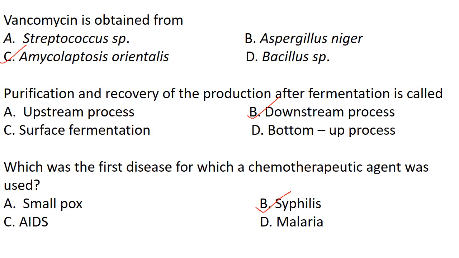Then vancomycin is obtained from Amycolatopsis orientalis. Answer is option C. Purification and recovery of the product after fermentation is called downstream processing. Answer is option B. Which was the first disease for which chemotherapeutic agent was used? That is syphilis. Answer is option B.